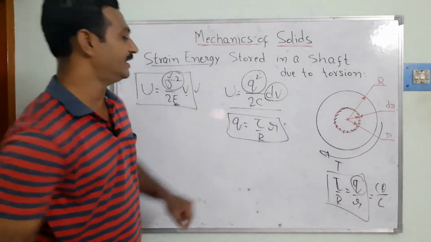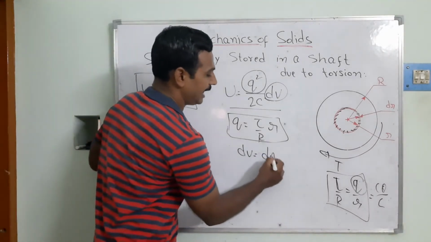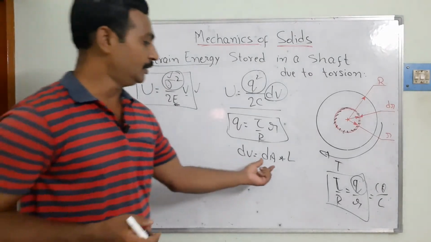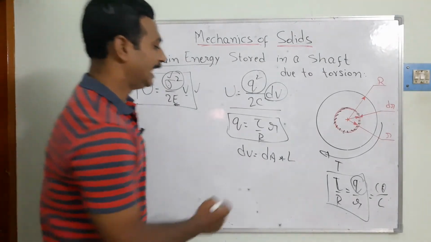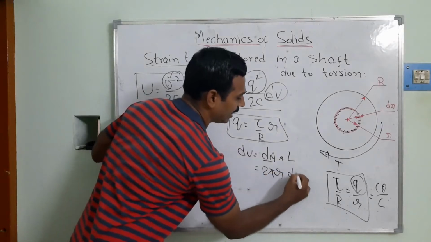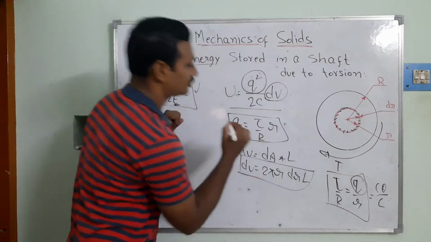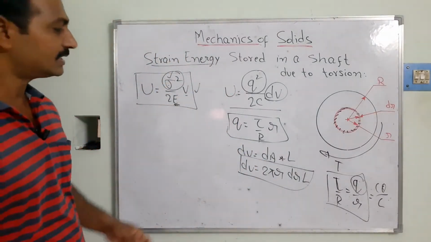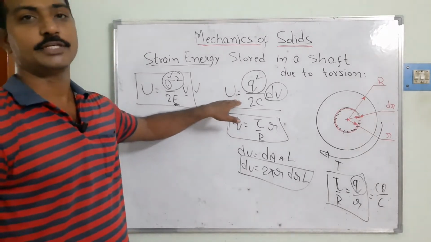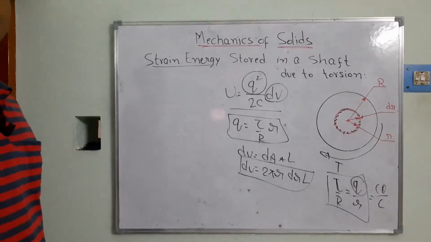Next, dV is equal to, how should we write it? dV is equal to dA into the length of the shaft, L. We know that the elemental area is 2 pi r into dr, so dV is 2 pi r dr into L, and we get the elemental strip. Once I get q and dV, I will substitute them in this equation to find the total strain energy inside the system.